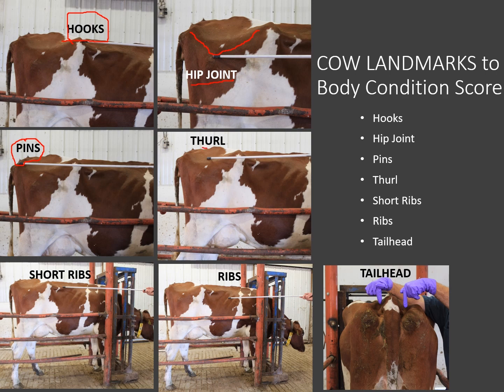That area there in between the hooks and the pins is called the thurl or the rump. And then the short ribs sit right in front of the hooks. And then, as everyone's probably aware, the ribs are sitting here. And then lastly, the tail head.